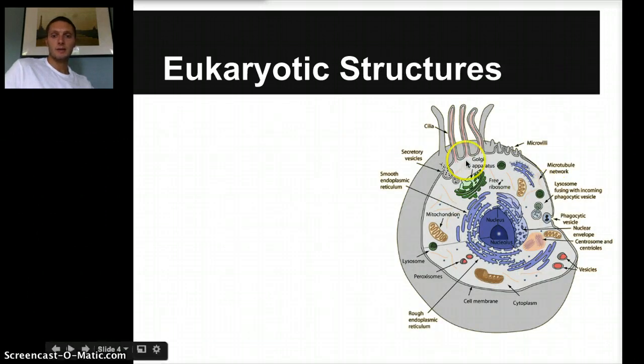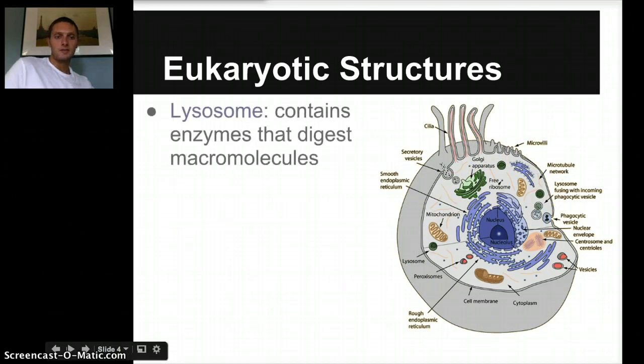Here's another diagram that has some nice labels of different organelles within a eukaryotic cell. And the first one that we want to look at is the lysosome. Let's see, where is it at in this one? Right here, lysosome. And really what this does is it contains enzymes that help to digest macromolecules. And so if the cell has foreign particles or if it has waste that it needs to get rid of, it's sent to the lysosome.